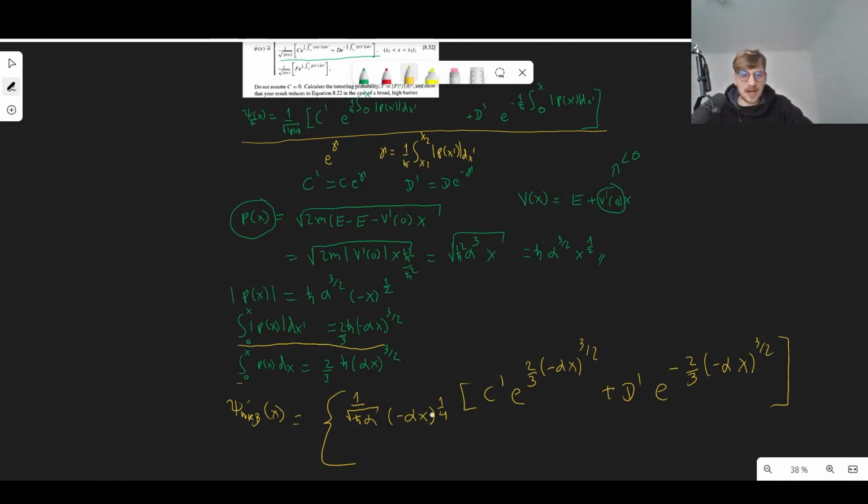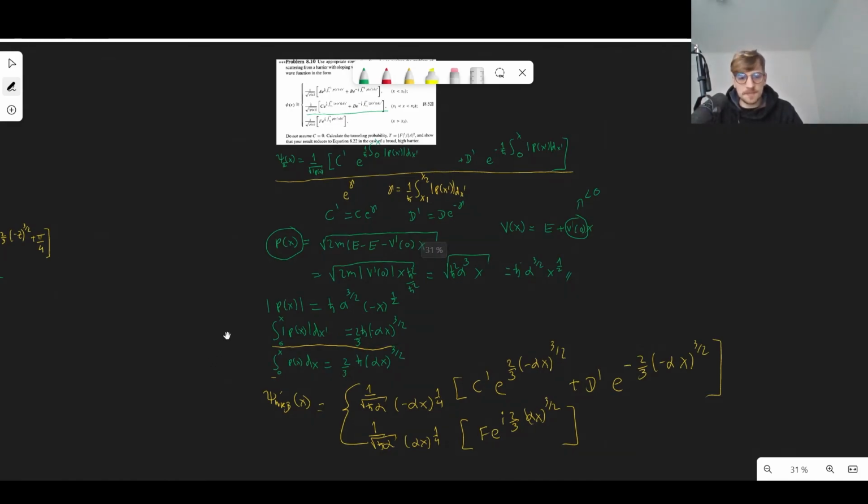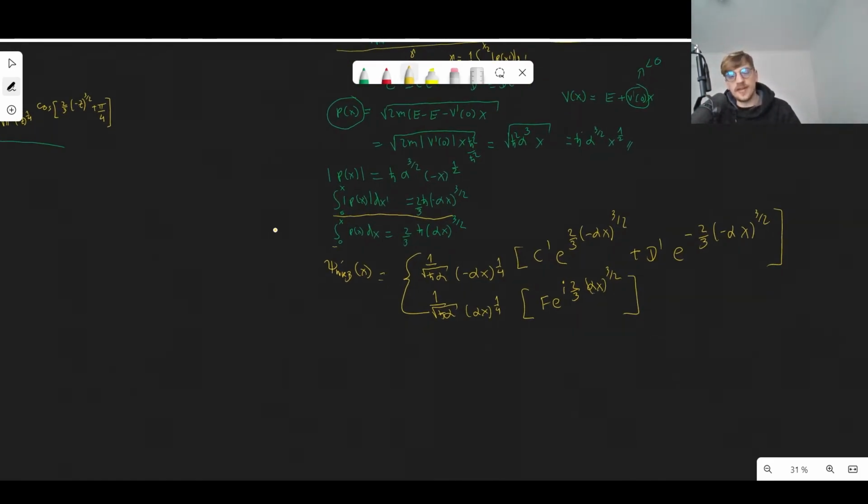Okay, and now we have to go for the other one, which is 1 over the square root of the momentum. So here we get h bar alpha and positive alpha x to the 1/4. And then we have f times e to the i integral of the momentum, which is 2/3. The h bar cancels out, right? So that's why I didn't write it down. And finally, alpha x to the 3/2. And there we go. So this is the WKB wave function. All that we need are the patching wave functions.